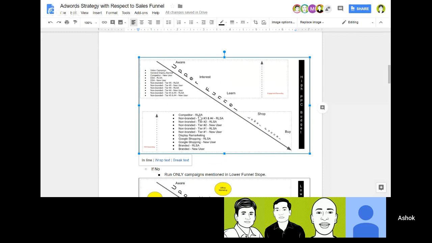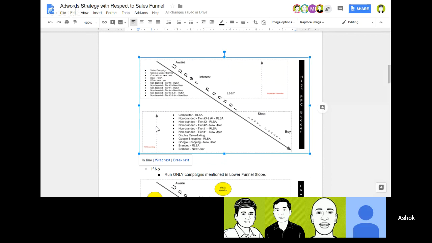And then competitor RLSA. So competitor RLSA, once again: if someone who visited your site is searching with a competitor term on Google, and if he is clicking, his chance of conversion is actually very good, and often we could see really better ROI right here. So these campaigns most likely target lower funnel audience, and we have a good chance of getting conversion, in their priority order.